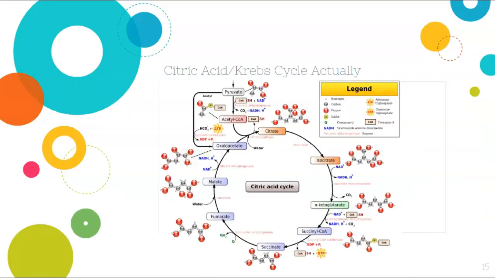All right, here's the actual cycle. Whoa, okay, you do not need to know any of those steps. We just need to know, we start out with pyruvate, and what we end up with, of course, is some ATP and some carbon dioxide and some electron carriers.